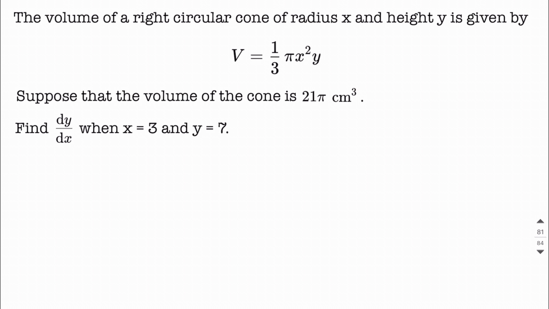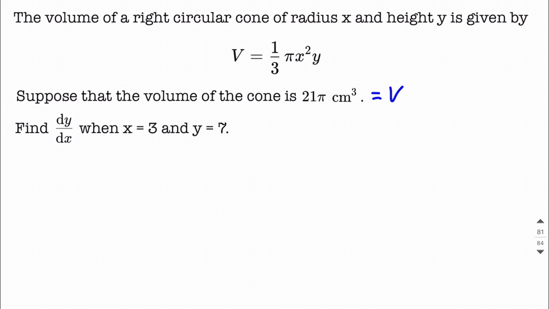Okay, we know the volume of a right circular cone of radius x and height y is given by this formula, V equals 1/3 pi times x squared times y. And we are supposed to suppose that the volume of this cone is going to be 21 pi cubic centimeters. So this is a value of our volume that's given here.